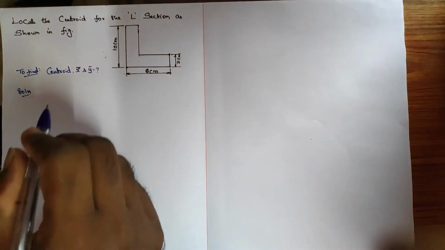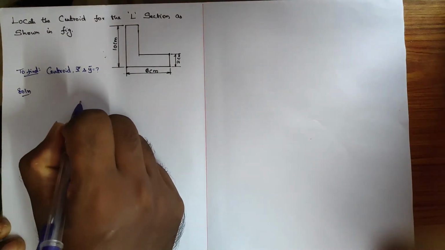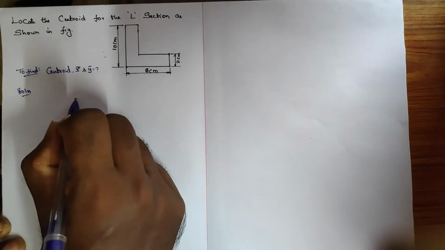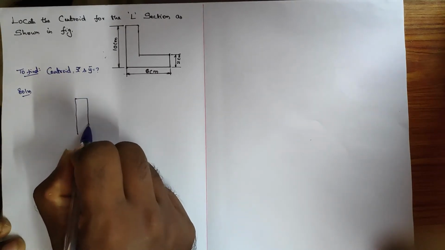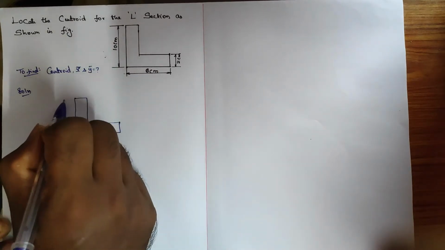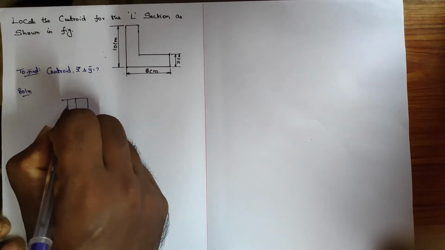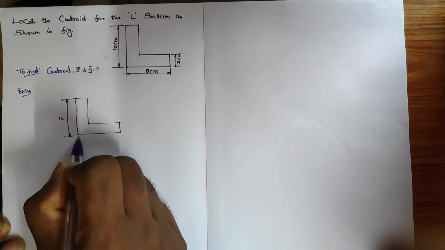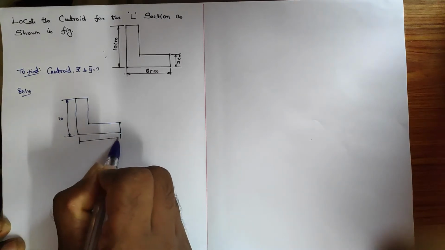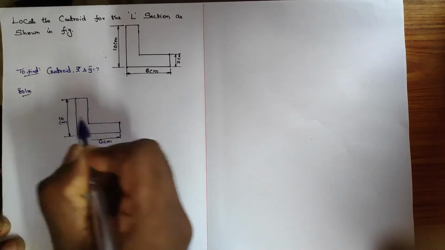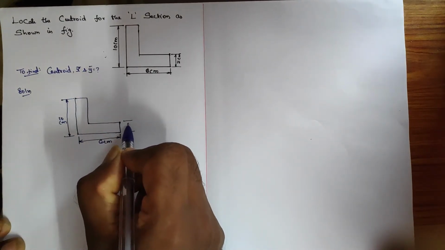Okay, fine. So here I am going to draw the diagram. Let me draw the diagram first. So this is how the L section is, and the width of the L section is given as 10, and the length has been given as 6 centimeter, here as well centimeter, and the thickness of this rib is given as 2 centimeter.